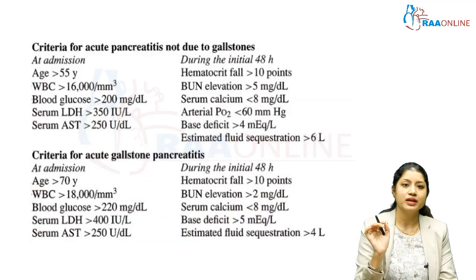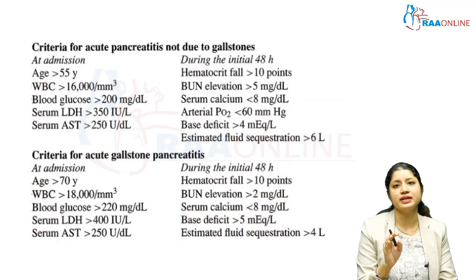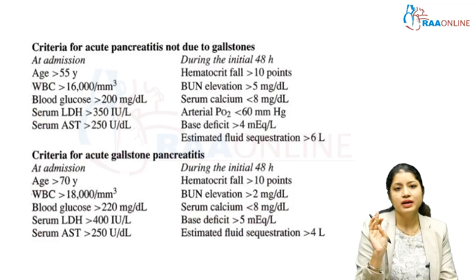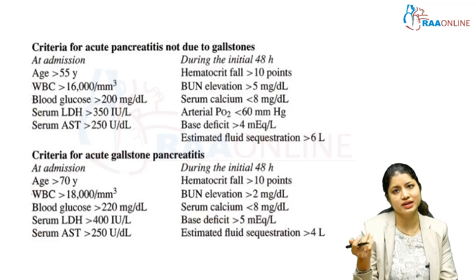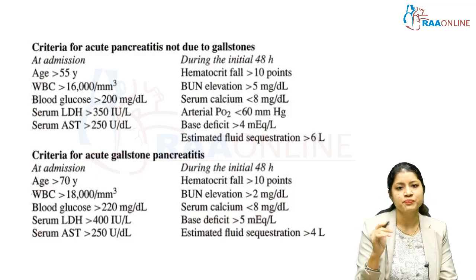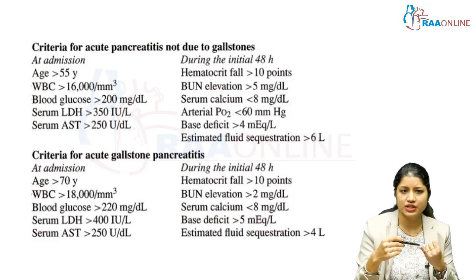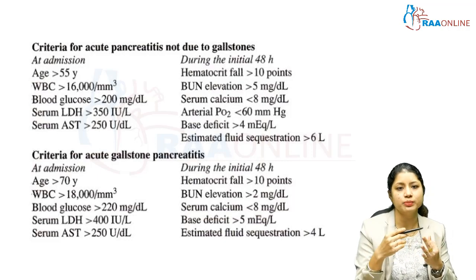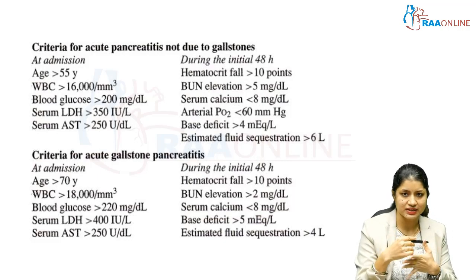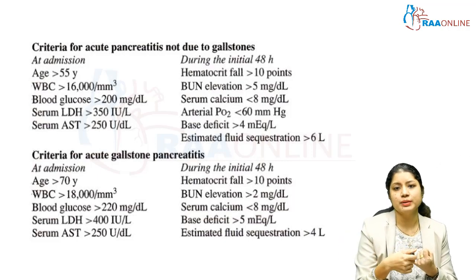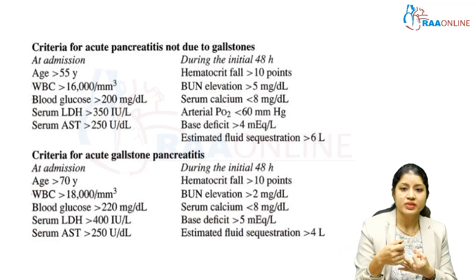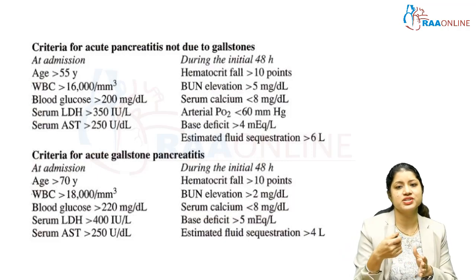Like for example, Ranson's criteria is you have it at admission and at 48 hours, and there are two different ones for gallstone pancreatitis and non-gallstone pancreatitis. So generally what do we see? At admission we try to assess the age of the patient, his WBC count, the blood glucose level, LDH and AST levels. And at 48 hours after admission, we have the fall in the hematocrit, the BUN elevation, the base deficit, the fluid sequestration, arterial PO2 and serum calcium levels.